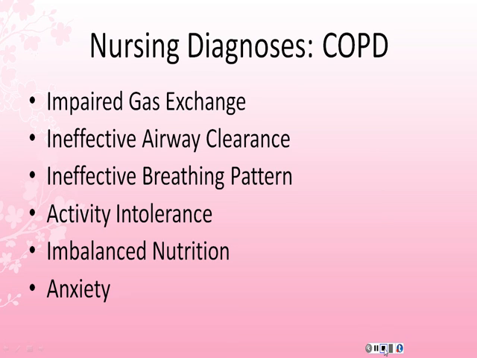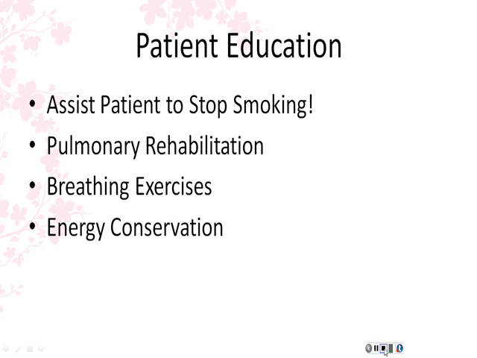Imbalanced nutrition, less than body requirements, related to poor appetite or increased caloric expenditure, again secondary to that increased work of breathing. And then anxiety related to that acute dyspnea. So patient education assists the patient to stop smoking, so referrals to smoking cessation programs. Pulmonary rehabilitation, this is an excellent resource for patients to have. Breathing exercises, and also anxiety control, and then energy conservation things as well.